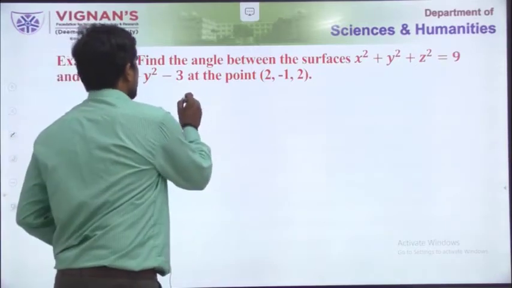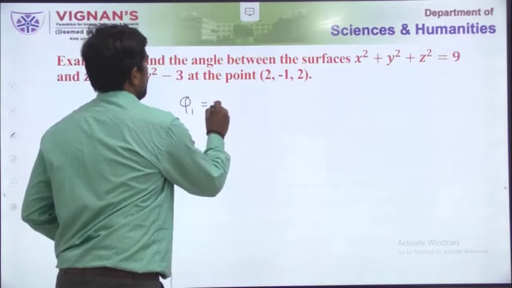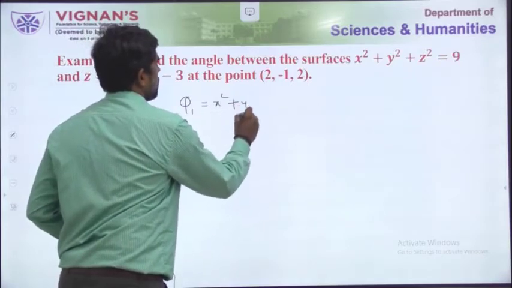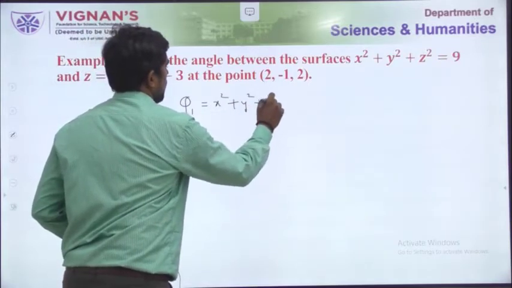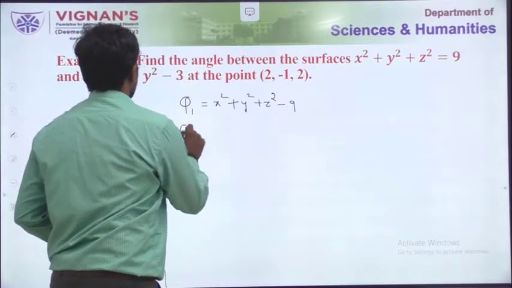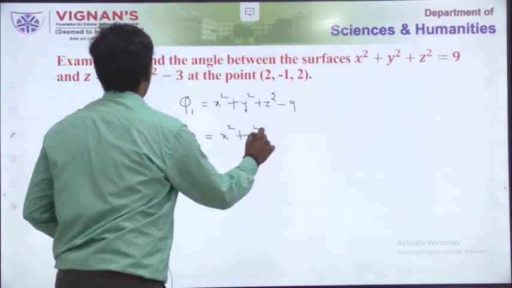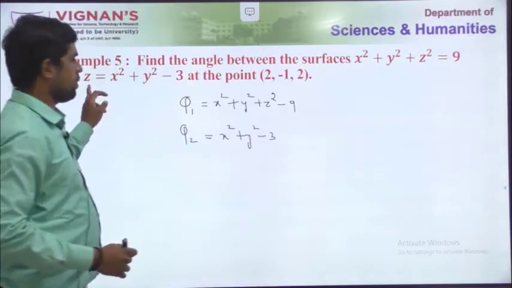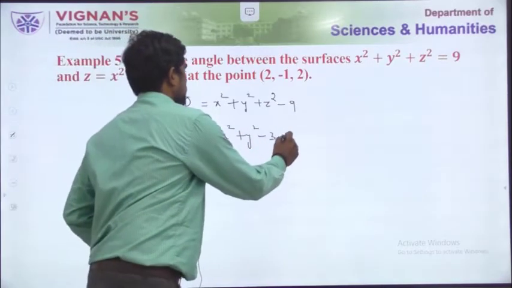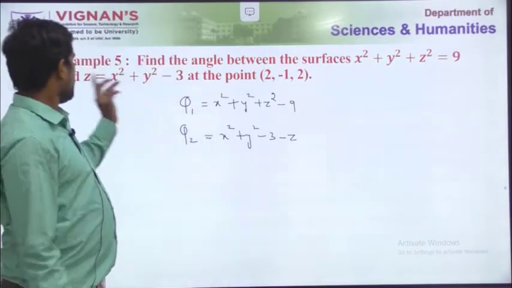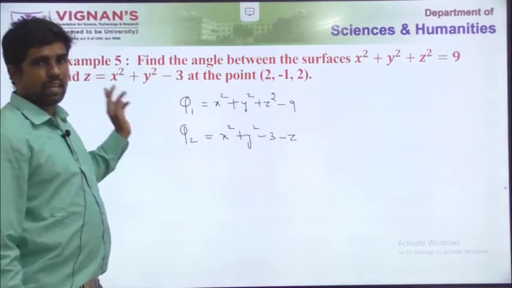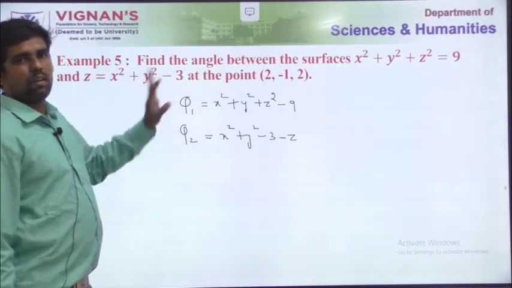So let us consider the first surface is phi 1, x square plus y square plus z square minus 9, and the second surface is phi 2, x square plus y square minus 3, and here you are having z, don't forget, minus z. Or you can write it in the reverse way also.